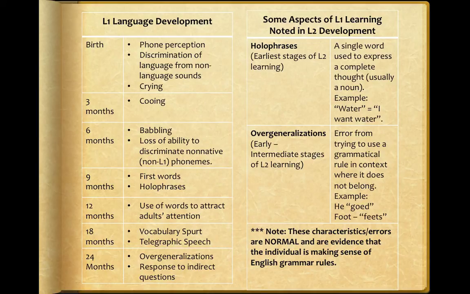There's also overgeneralizations. As I explained earlier, it's an error from trying to use a grammatical rule in a context where it does not belong. Here's a good one: "he goed" instead of "he went." Even though we know -ed is a marker for past tense, that's an irregular verb. Or "foot": you say "foots" instead of "feet." So that can happen in a second language.